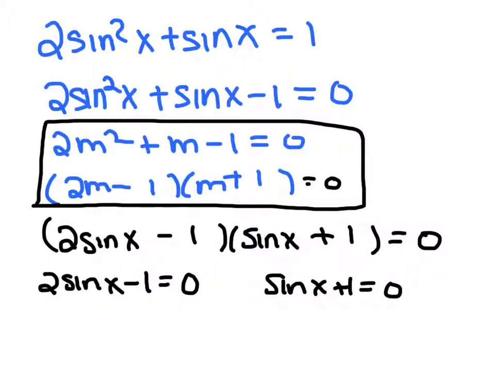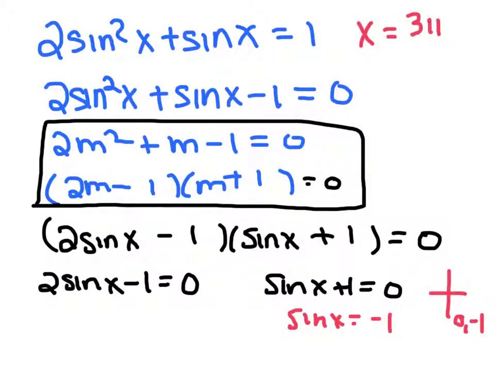So the first part will be sine of x is equal to negative 1. Remember, your sine is your y value, and your y value is negative 1 down here at 270 degrees. And so this is going to be one solution, x is equal to 3 pi over 2. And that's actually the only place on the unit circle where the sine is equal to negative 1.